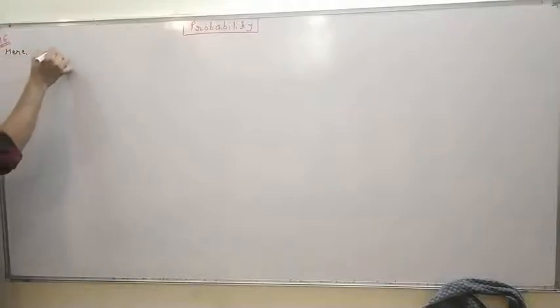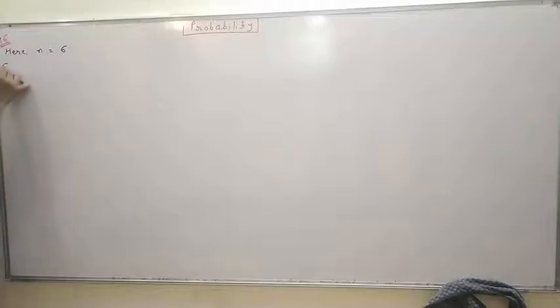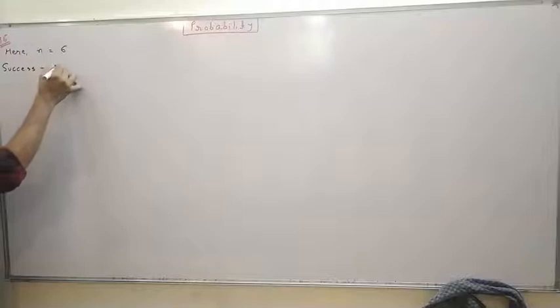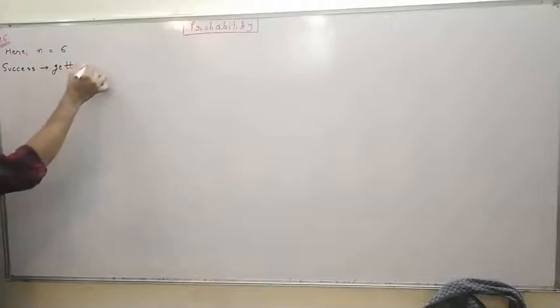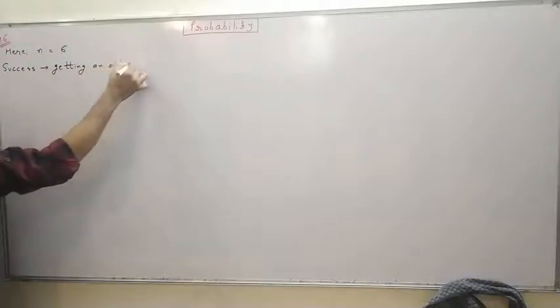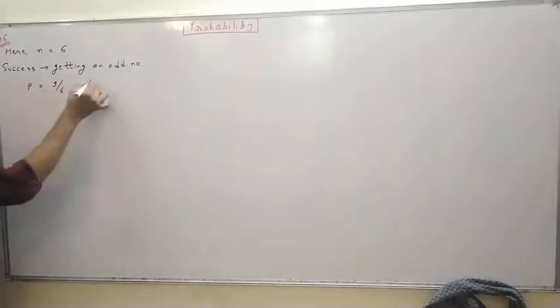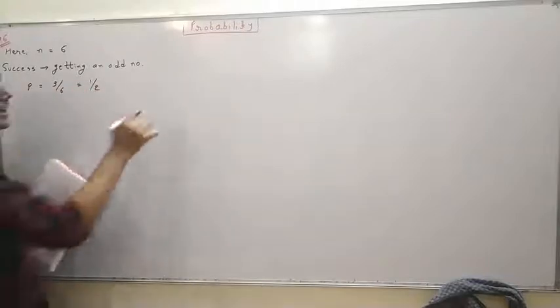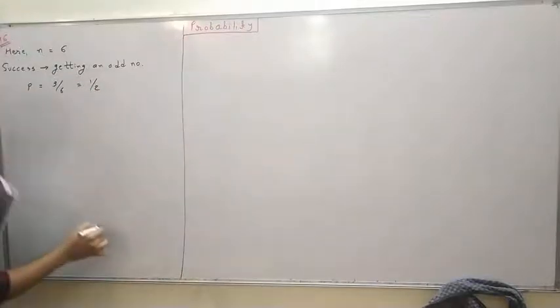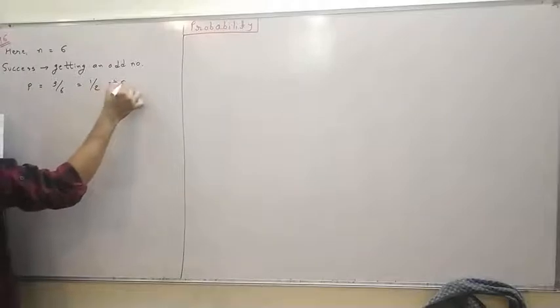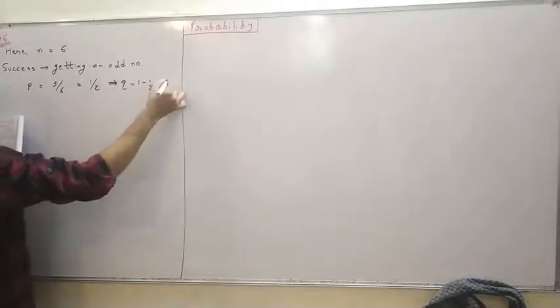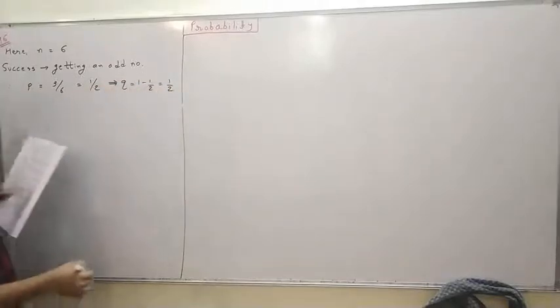Now I will directly write n is equal to 6. Total number of trials is 6. Your success is getting an odd number. So P is equal to 3 by 6. The probability of an odd number in one throw of a die is 3 by 6, so P is 1 by 2. So Q is equal to 1 minus P, that is 1 minus 1 by 2, so that is also 1 by 2.